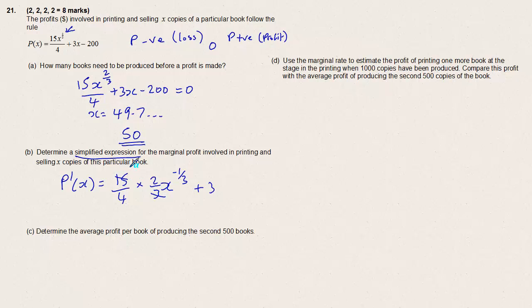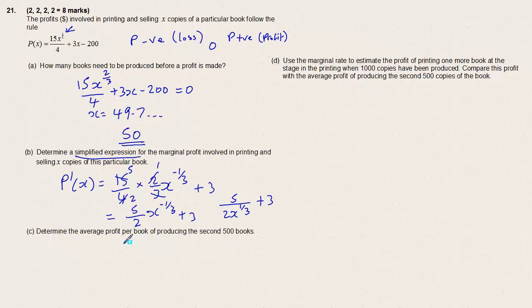So this would cancel with this to give us 5. This cancels with this to give us 2. So we could say that's 5 over 2 x to the negative 1/3 plus 3. Or you could change that into 5 over 2 x to the 1/3, add 3, and you could then change that to a cube root. Any of those things are acceptable.